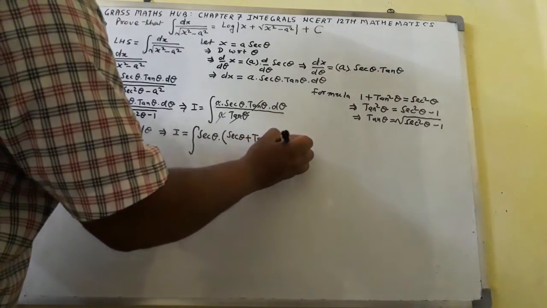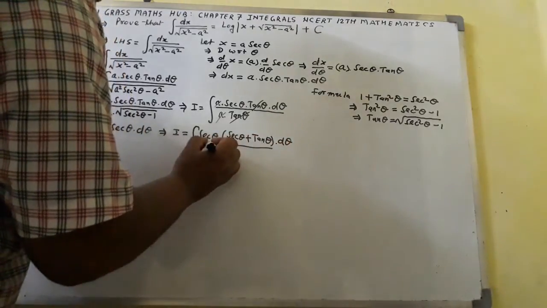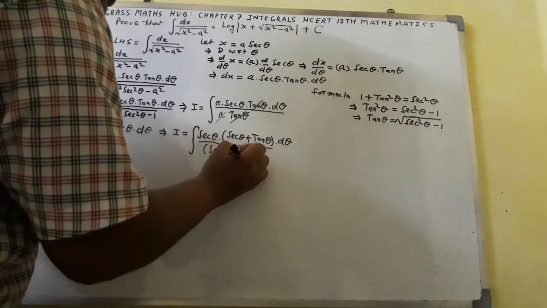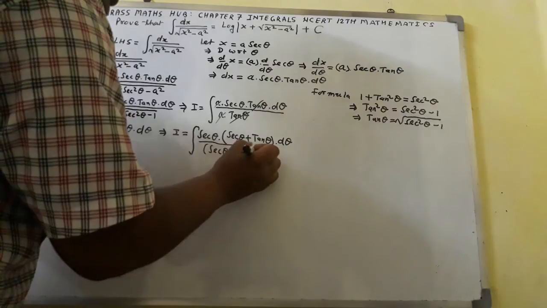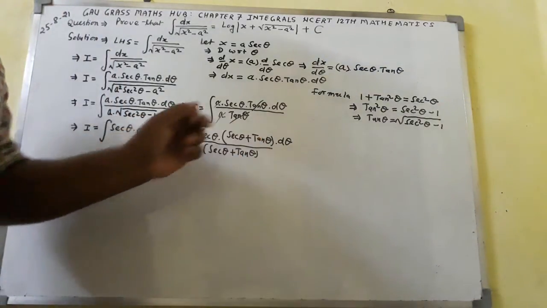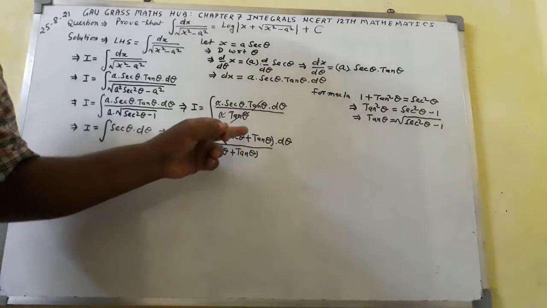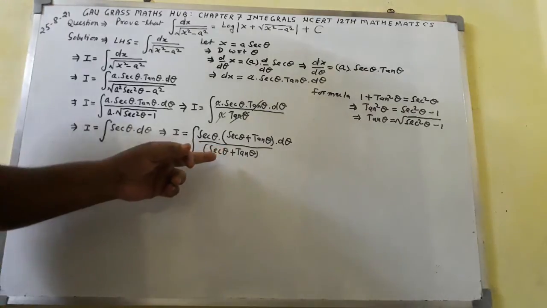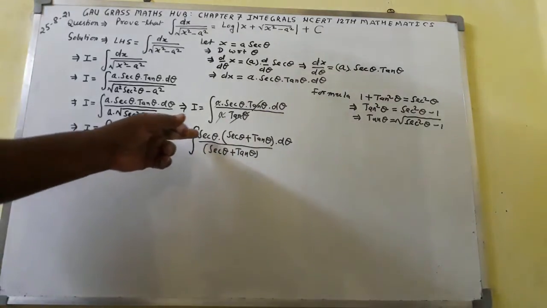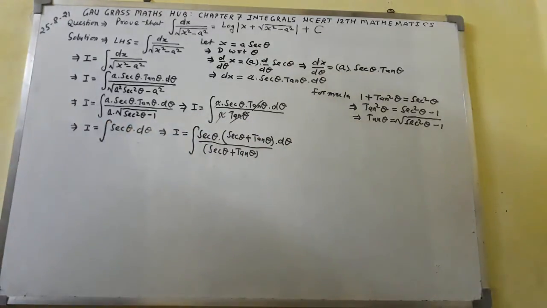Bracket close dot d theta. Whole over here write sec theta plus tan theta. Here you can see in numerator sec theta plus tan theta, in denominator also sec theta plus tan theta is there. Sec theta plus tan theta will be cancelled with sec theta plus tan theta. You will get here integral sec theta dot d theta, same as it is given here.